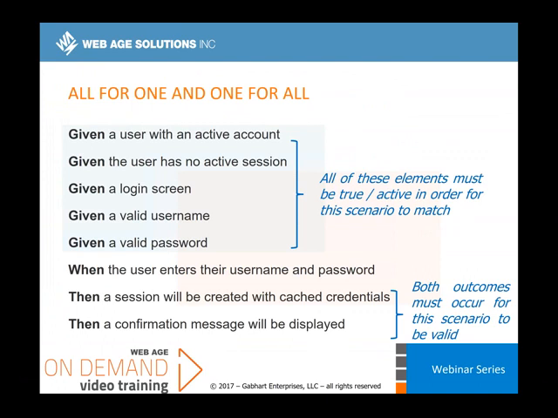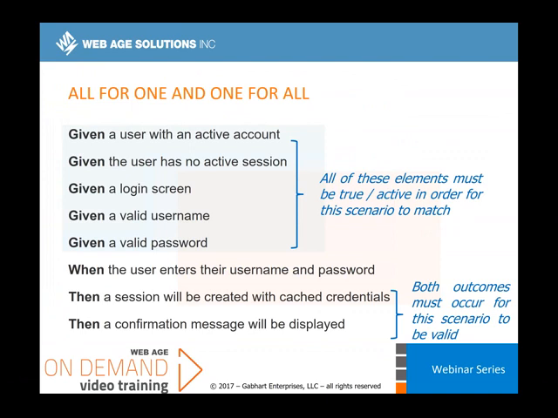And again, go back to thinking about setting the stage for a test. If you've got this set of givens, that means that when the tests run, they're going to instantiate a user object and an active account. They're going to zero out the session and make sure there isn't one there. They're going to instantiate a login screen. They're going to provide a username, provide a password. All of those things are set up.